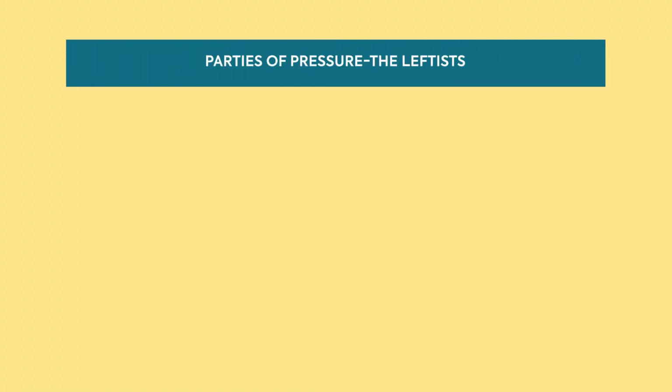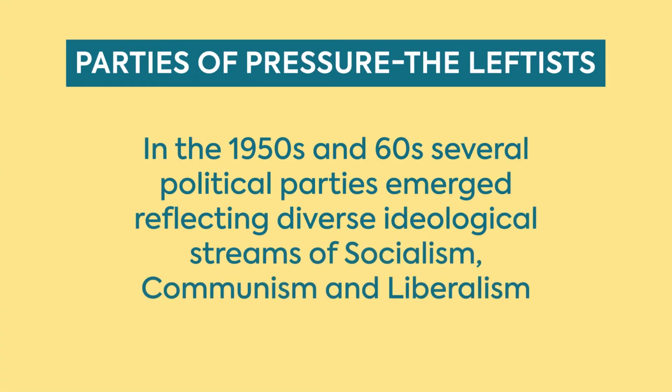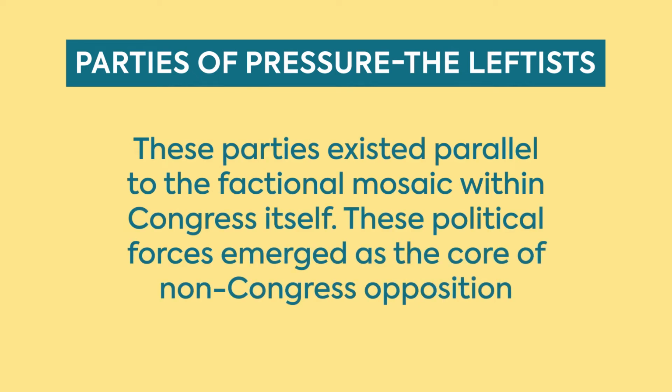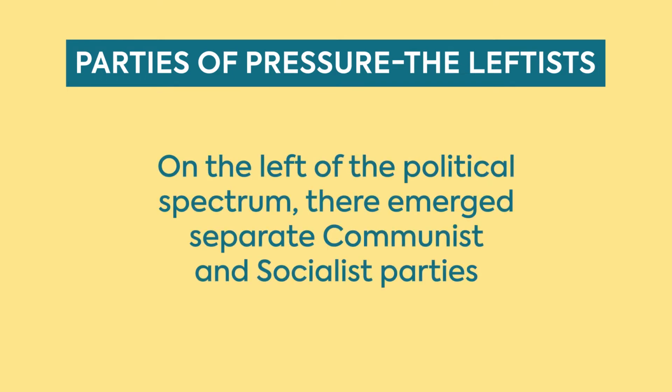Now, let us see who these leftists are. In the 1950s and 60s, several political parties emerged reflecting diverse ideological streams of socialism, communism, and liberalism. These parties existed parallel to the factional mosaic within the Congress itself. These political forces emerged as the core of the non-Congress opposition. On the left of the political spectrum, there emerged several communist and socialist parties.